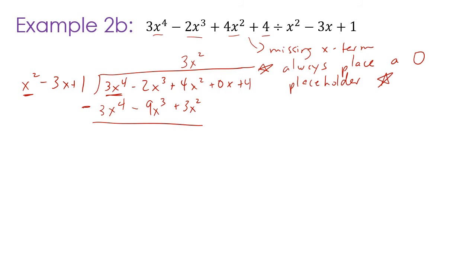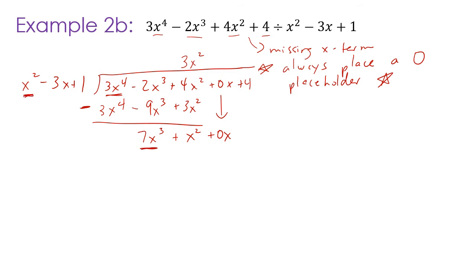Now, another common area for mistakes. Do not forget you are subtracting. So this is -2 minus -9, which, don't forget, 2 negatives make a positive. So really this is -2 plus 9, which is 7x cubed. 4x squared minus 3x squared is just 1x squared. Bring down the 0x, and repeat.